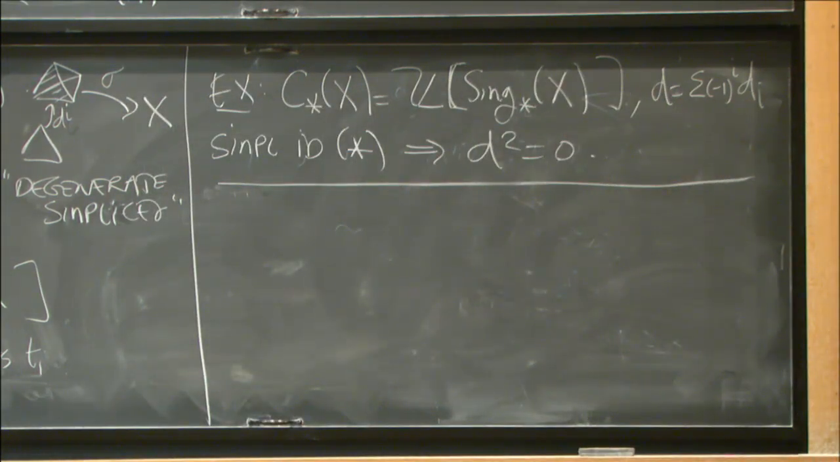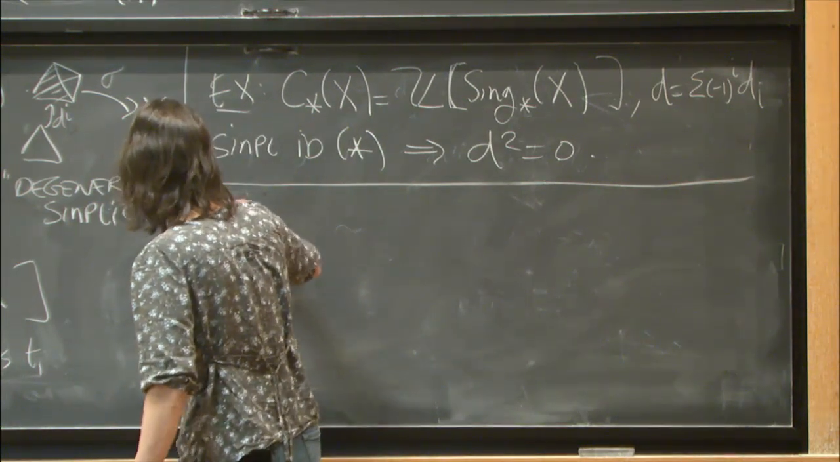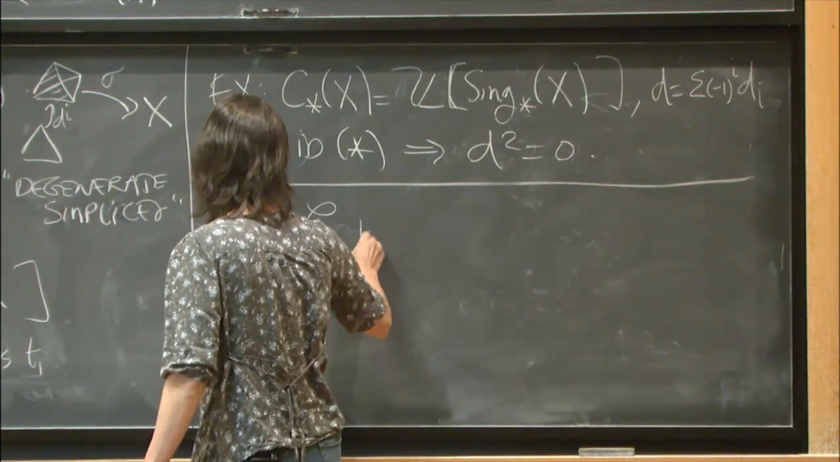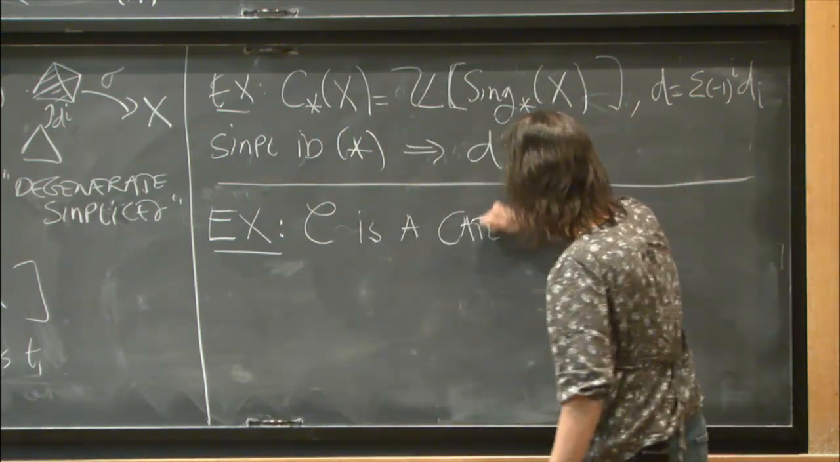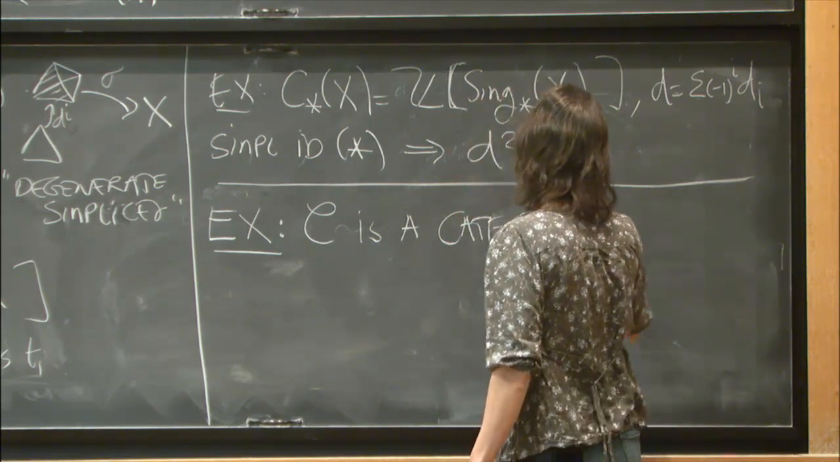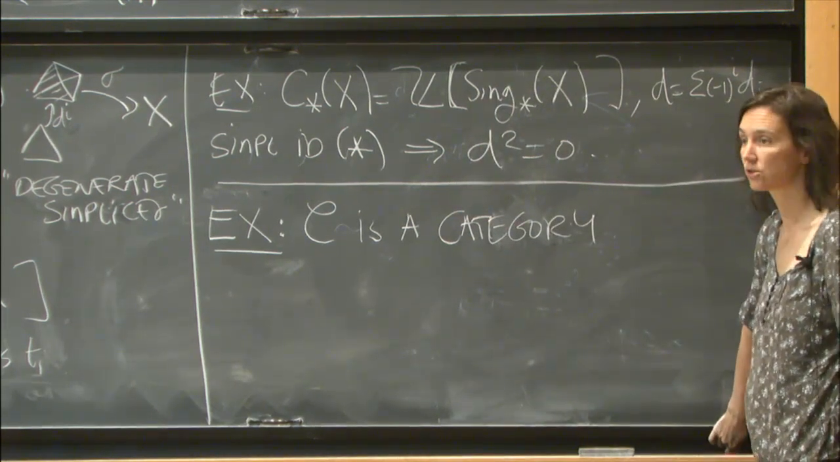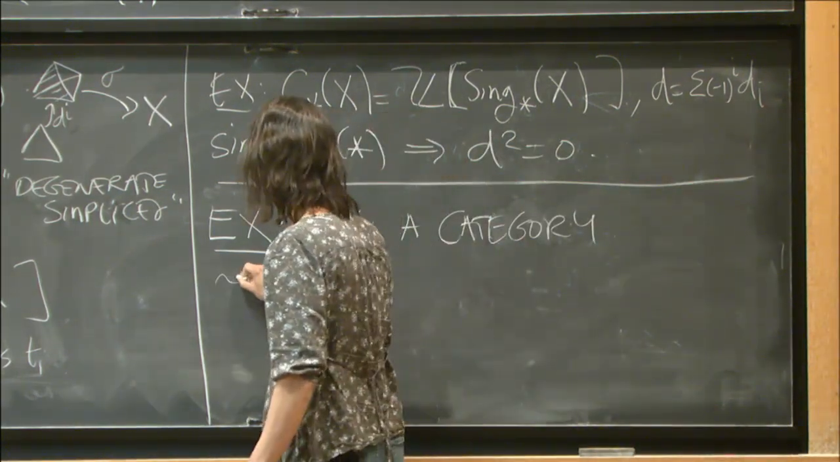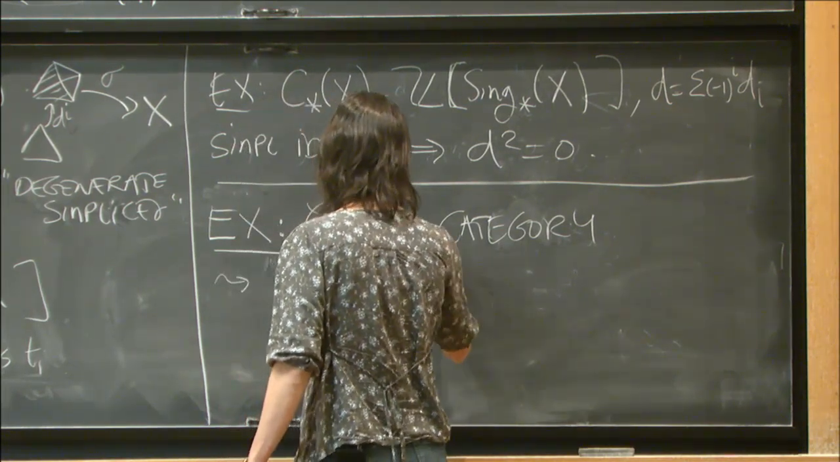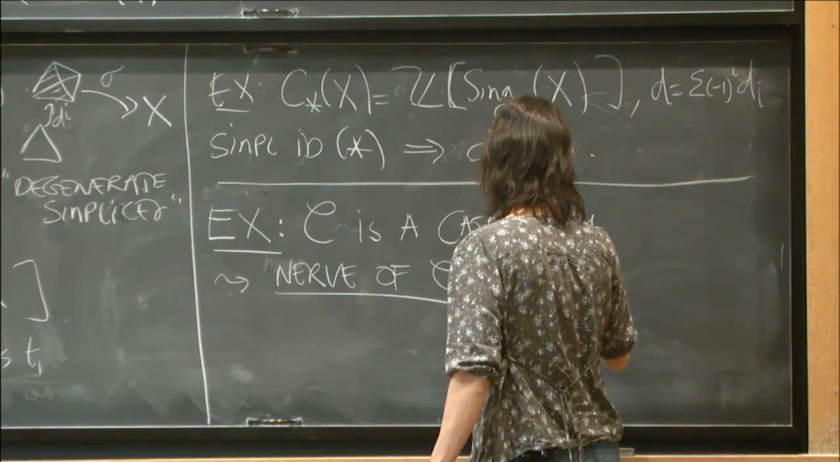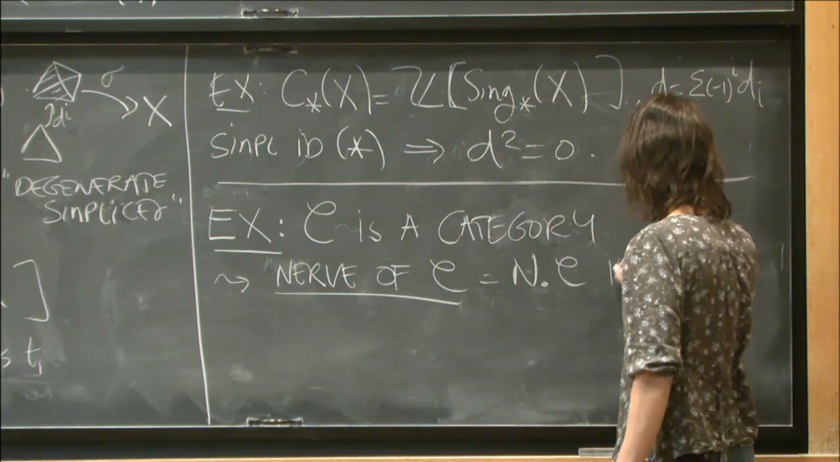The singular complex is an example of a simplicial set, which we've seen. There are many more examples. One way to get examples is to take categories. If C is a category, you can construct a simplicial set out of it, called the nerve of C. I'll write it NC.